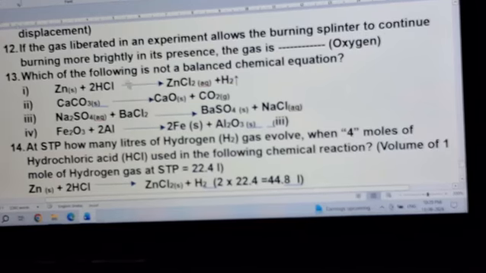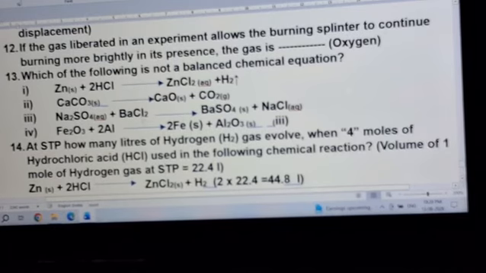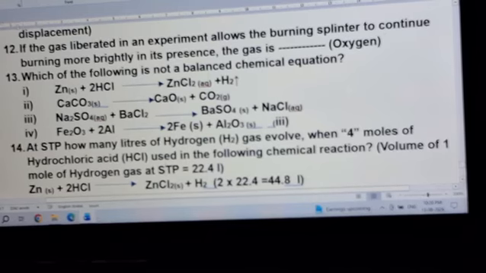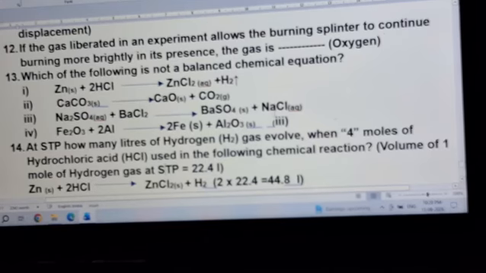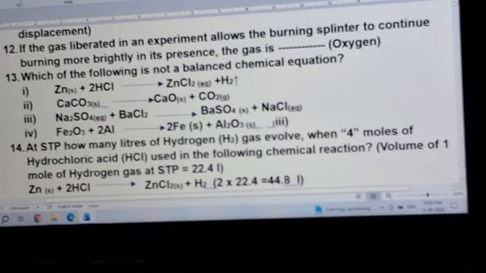30th one, which of the following is not a balanced chemical equation? Here 1 zinc, 2 chlorine, 2 chlorine, 2 hydrogen, 2 hydrogen. So it's a balanced one. Calcium, calcium, carbon, carbon, oxygen 3, oxygen 3. Sodium 2, here sodium 1. So this is not a balanced equation. Third one, fourth one, of course, they are balanced.